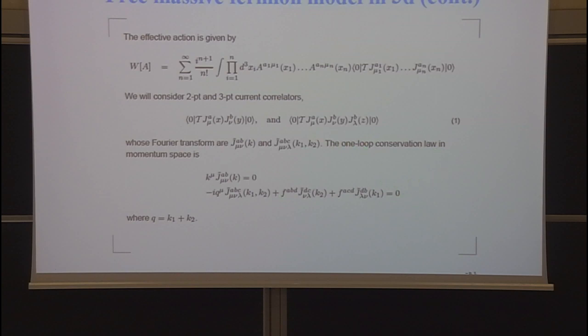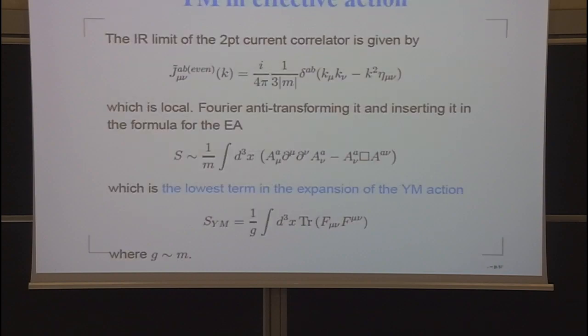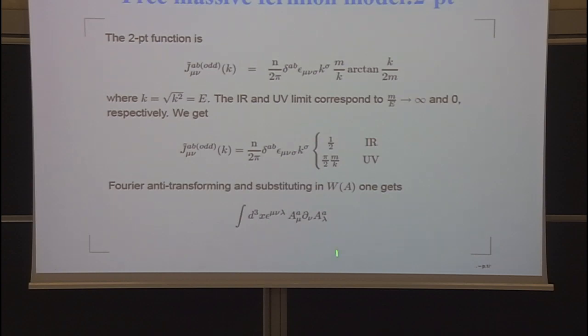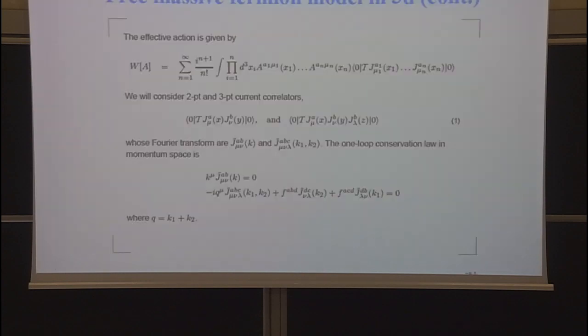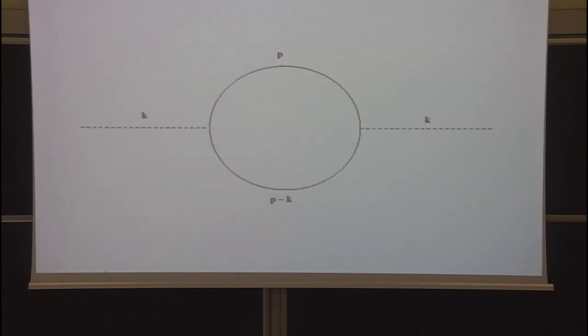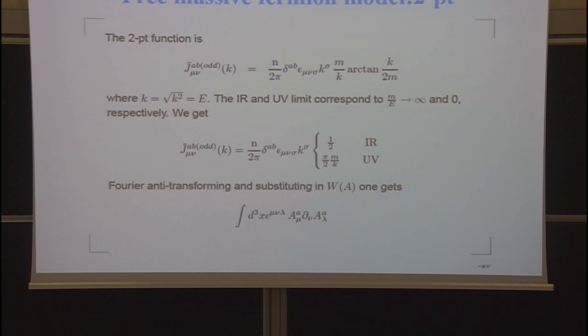Okay, here are the one-loop conservation laws for 2- or 3-point functions, but what I am interested in now is another thing: to study the 2-point function, which is very simple, it's written here, and to go to the infrared and ultraviolet limit. In the infrared limit in particular, we find this behavior, and if you plug this result into the previous formula for the effective action, what you find is the first term of the non-abelian Chern-Simons theory. But there is more.